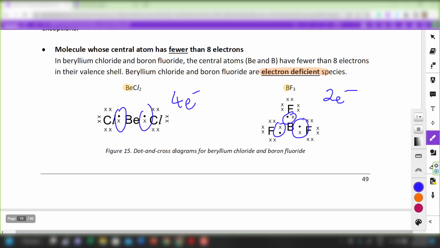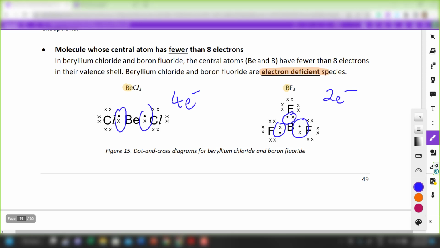So for example, beryllium dichloride will exist as a polymeric form, because each of the chlorines will donate its pair of electrons to a beryllium center to stabilize it. But we'll deal with it later on. And for boron trifluoride, it is likely to exist as a dimer. So in that sense, it's going to be more stabilized.